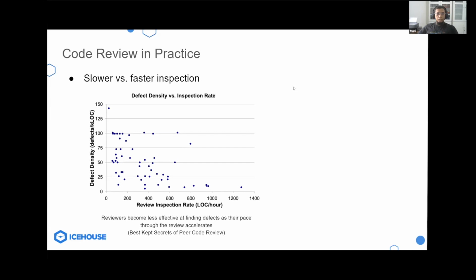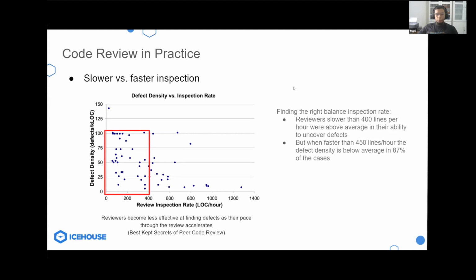As you can see here, marked by the red rectangle, reviewers doing the review slower than 400 lines per hour were above average in their ability to uncover defects. But when faster than 450 lines per hour, the reviewer's performance at finding defects starts to drop, and the number of defects found is below average in almost 90% of the reviews.